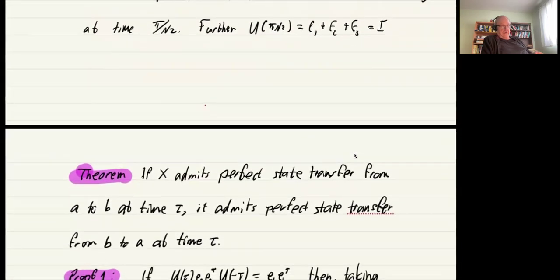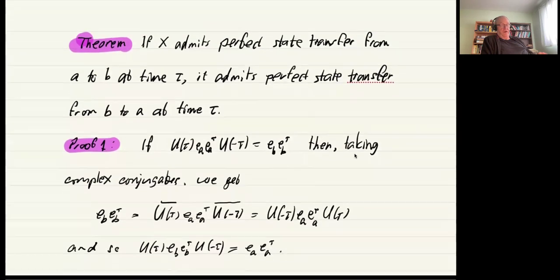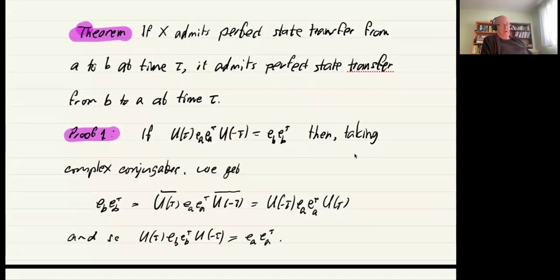We go on. The first thing I want to do is explain where the periodicity is coming from. So the way I say the theorem is: if a graph admits perfect state transfer from A to B at time tau, it admits perfect state transfer from B to A at time tau. Now, be very careful here. We're not saying that both these things happen at the same time. We're saying that if you start at A, then at time tau you're on B. And if you start at B, then at time tau you're on A.